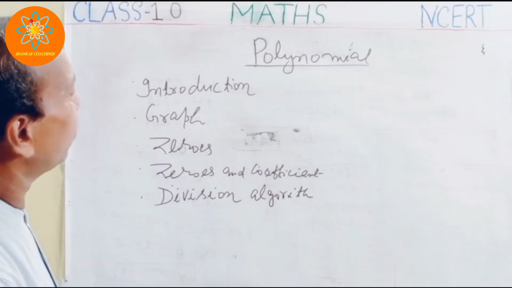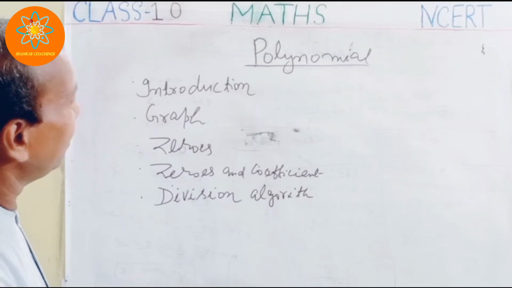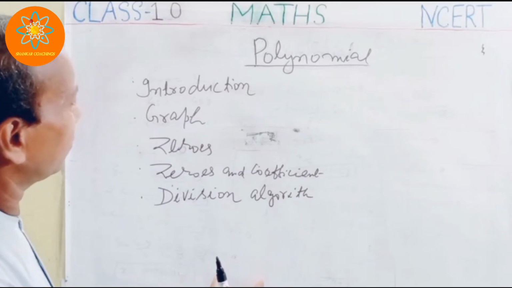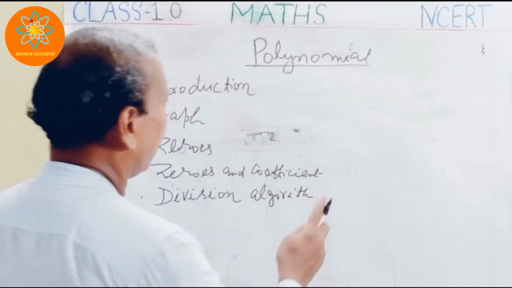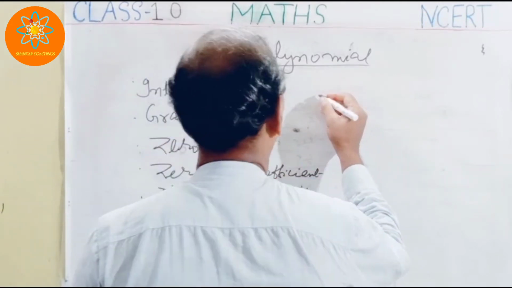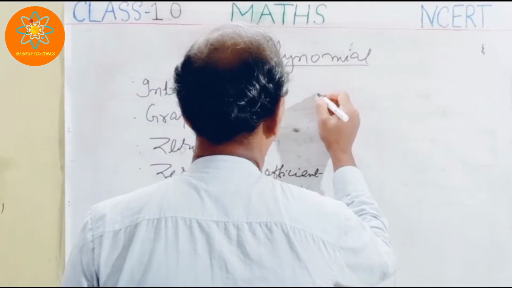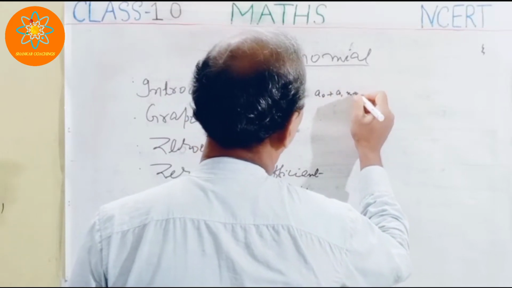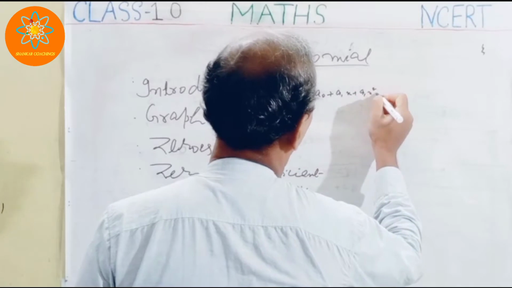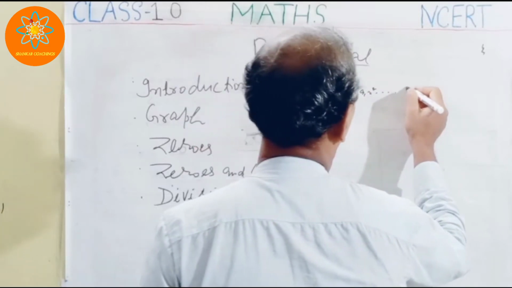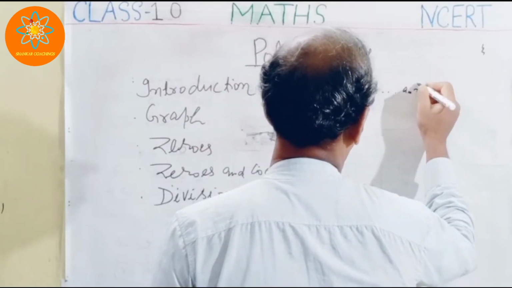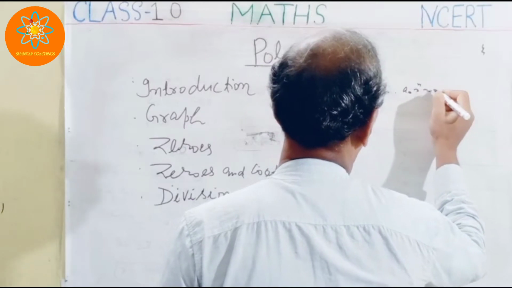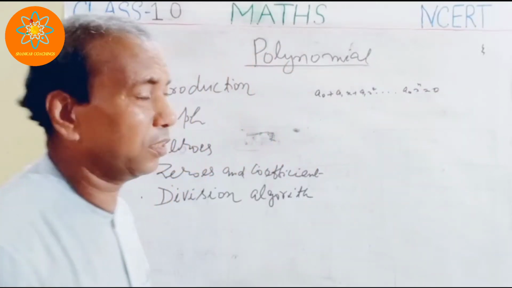Actually, what is the polynomial? Polynomial is just a type of equation. Type of the equation like this. It will start like this. Suppose a0 plus a1x plus a2x square and so on, an x to the power n is equal to 0. So this is the polynomial.